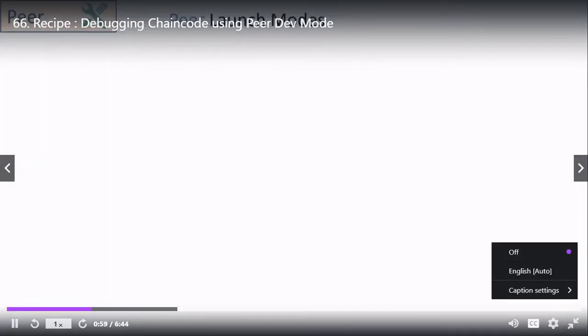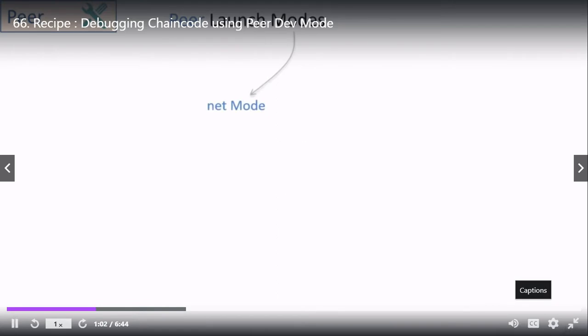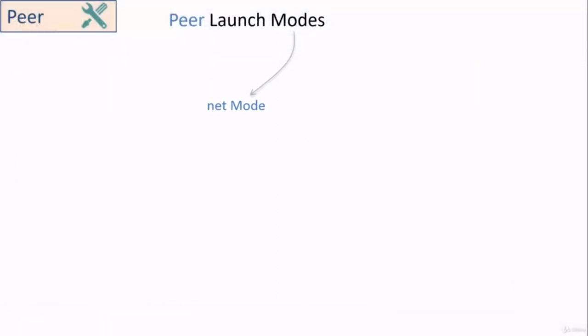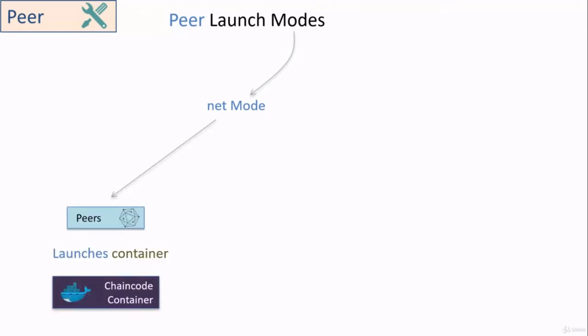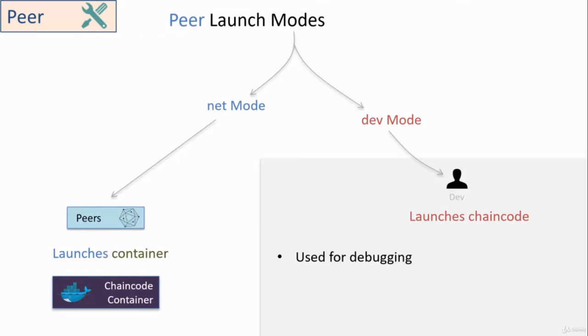There are two peer launch modes. The default mode is the net mode. In the net mode, when the chain code is instantiated, the peer launches the chain code container. The second mode is the dev mode. In the dev mode, the peer does not automatically launch the chain code container. The developer has to launch the chain code as a standalone process. The dev mode is used for debugging, and to launch the peer in dev mode, the --peer-chaincode-dev flag needs to be set to true.